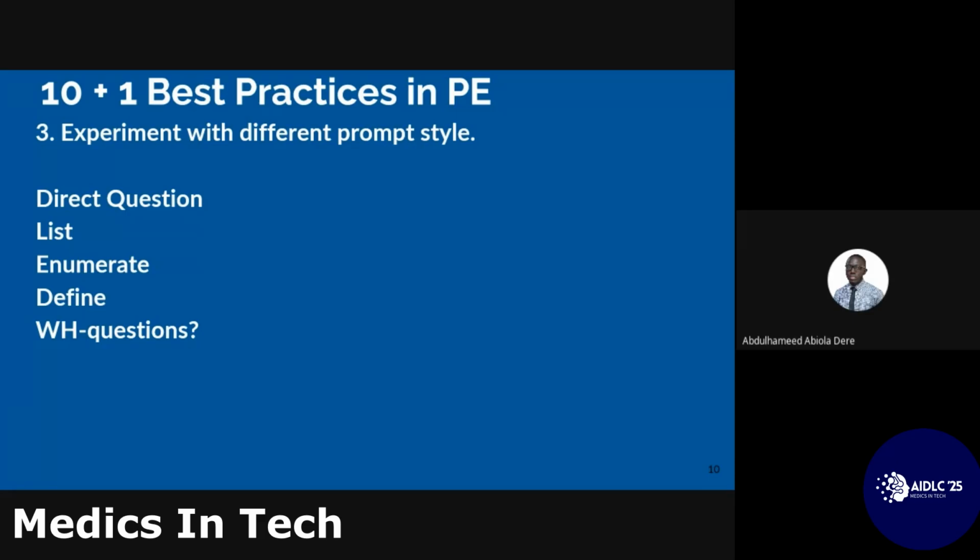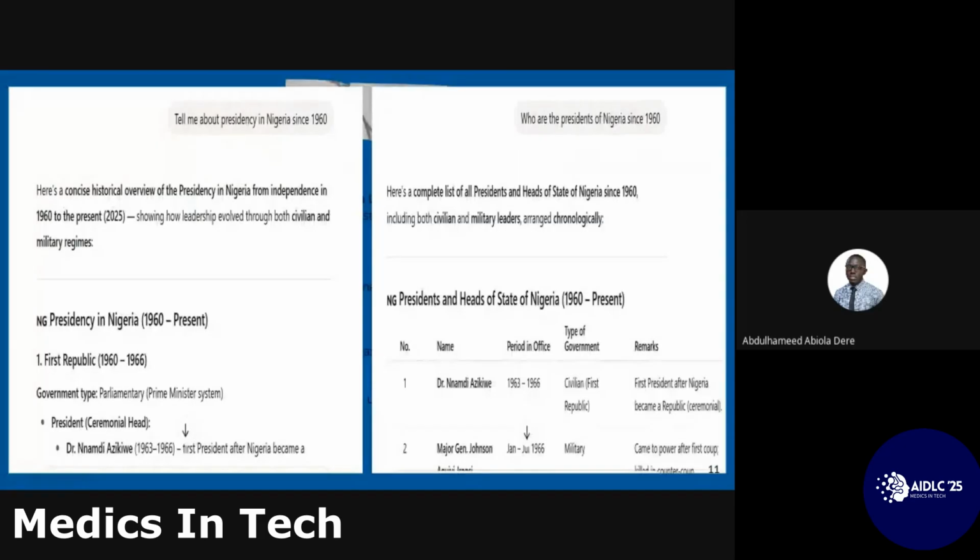So you can prompt with a direct question, you can prompt with a list, you can prompt by asking it to enumerate, you can prompt by asking it to define a concept for you, and you can prompt by asking it WH questions. Then I want you to look at this example I'm also showing to you. On the left-hand side, I'm sorry this is a little bit skewed, I was trying to fit two images on a slide. On the left-hand side, I prompted it and said, tell me about presidency in Nigeria since 1960. My idea was that I wanted to know all the presidents from 1960 to date.